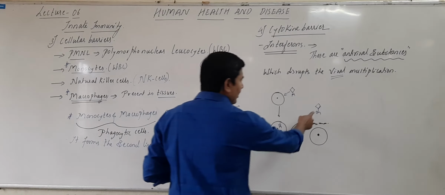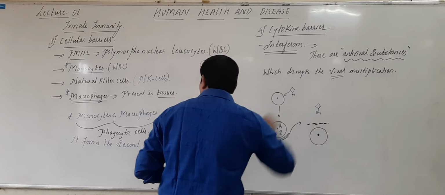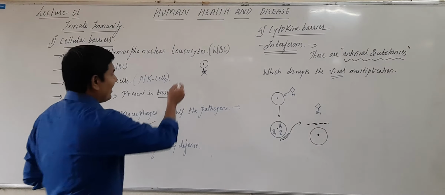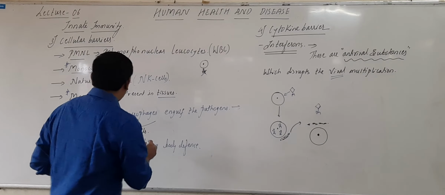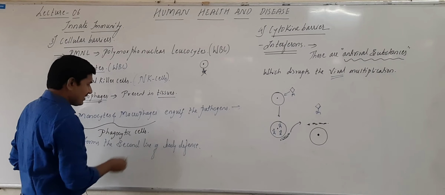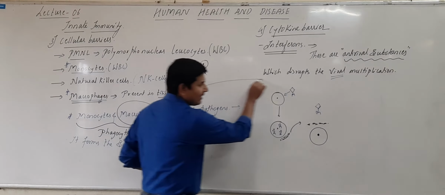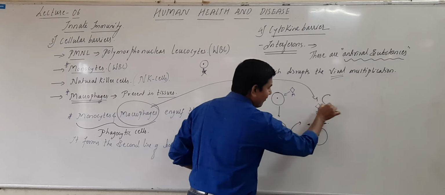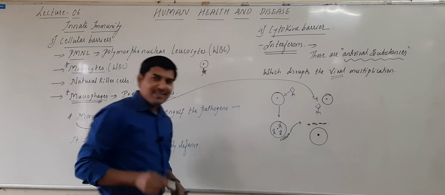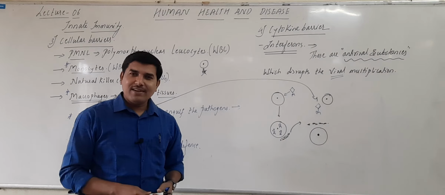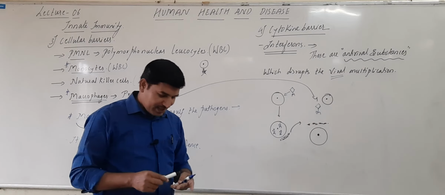Now what will it do? It comes in the middle. Then after that, what will happen next? Here we have certain macrophage or monocyte cells. These macrophage cells will come and engulf this pathogen. When it engulfs, then it will kill it, right? Now look at the process.